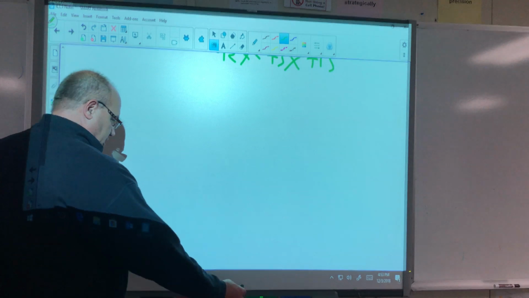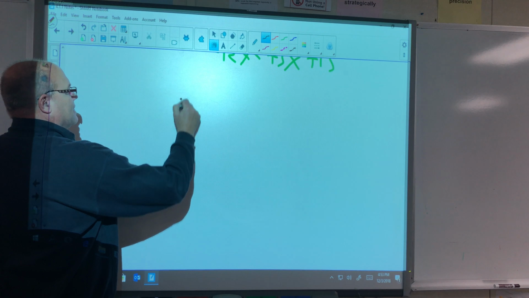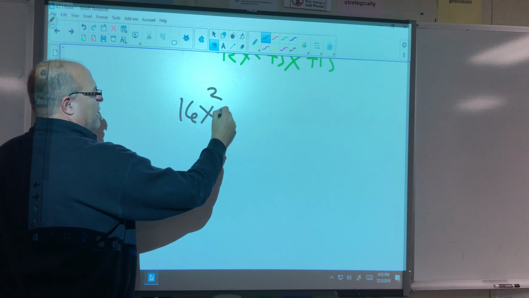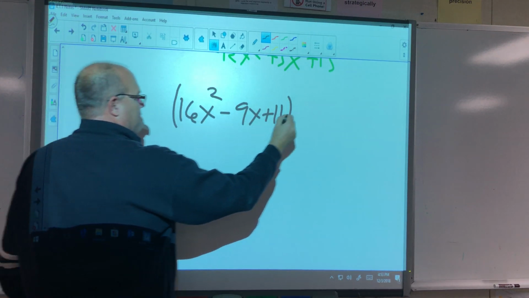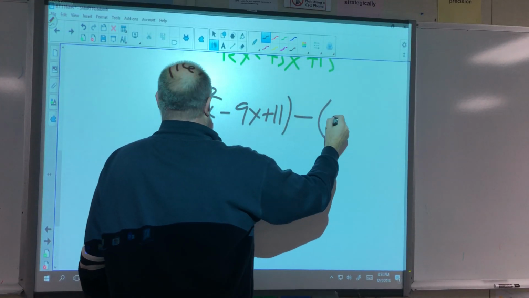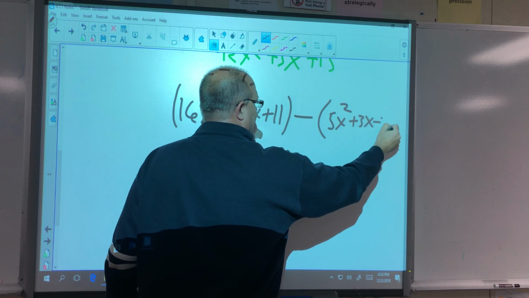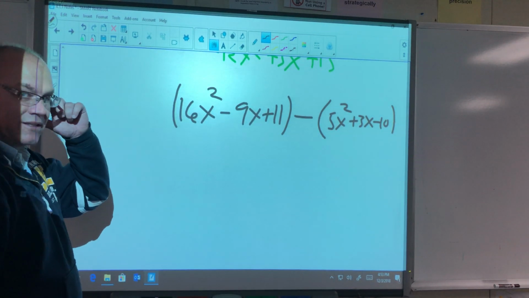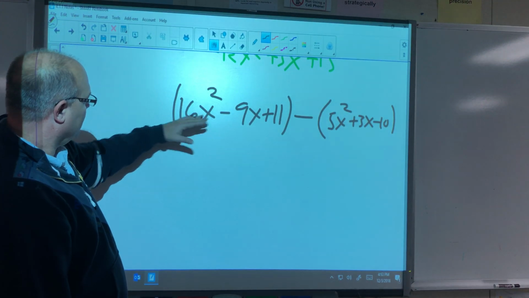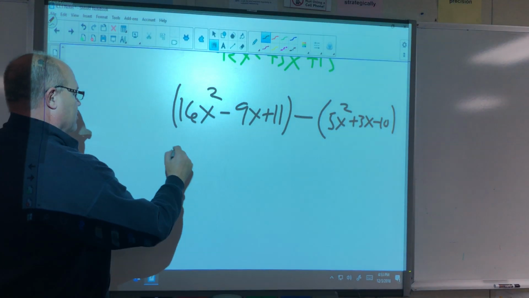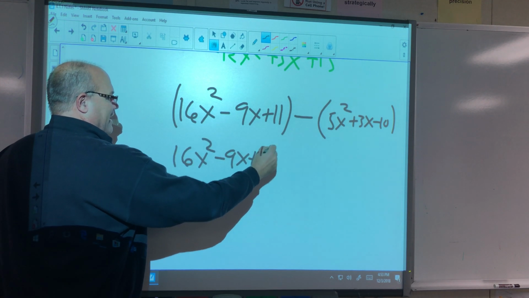And then one more example. The hardest ones you'll see is they'll give you groupings with subtraction between them. So they'll give you 16x squared minus 9x plus 11, and they're going to say minus, and maybe 5x squared plus 3x minus 10. All right, so this is how you handle this. You're going to remove the parentheses. The left side, all the signs stay the same. So it's just going to be 16x squared minus 9x plus 11.